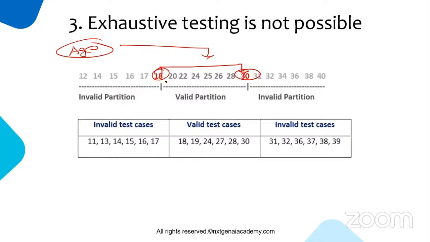This is the range, which means the combination of data you can give. Just think about it. You can start from 0 till 17 as invalid, right? 0, 1, 2, 3, 4, like that. And from 18 to 30, it should work, positive scenario. Above 30, age means still 100 also we can make it, 100 or 80.